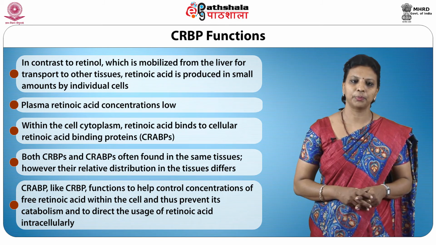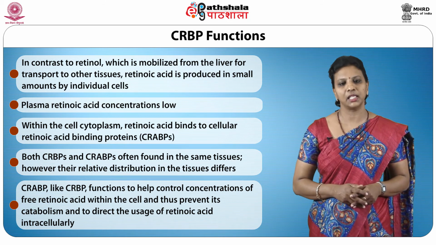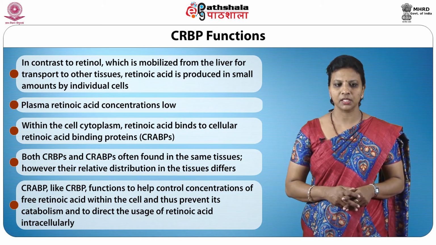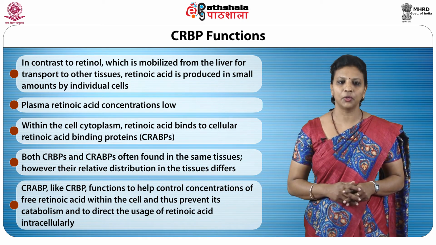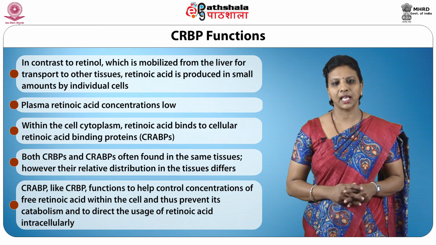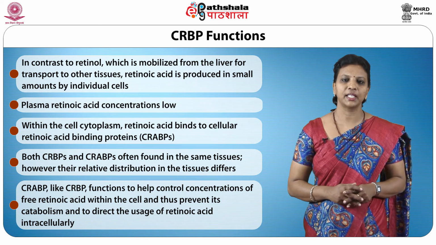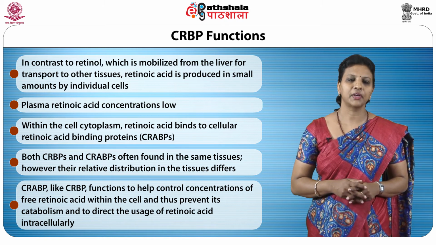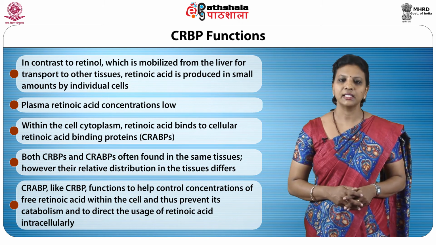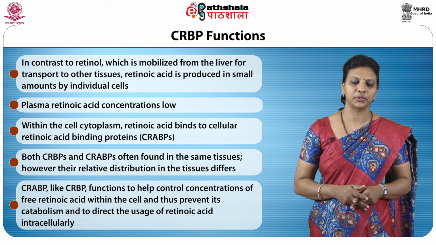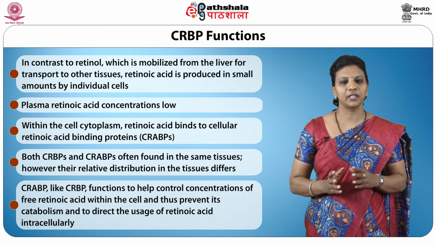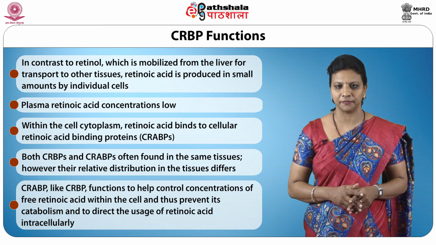In contrast to retinol, which is mobilized from the liver for transport to other tissues, retinoic acid is thought to be produced in small amounts by individual cells. Plasma retinoic acid concentrations are, however, typically low. Within the cell cytoplasm, retinoic acid binds to cellular retinoic acid binding proteins, CRABPs. Both cellular retinol binding proteins and cellular retinoic acid binding proteins are often found in the same tissues. However, the relative distributions in the tissues differ.